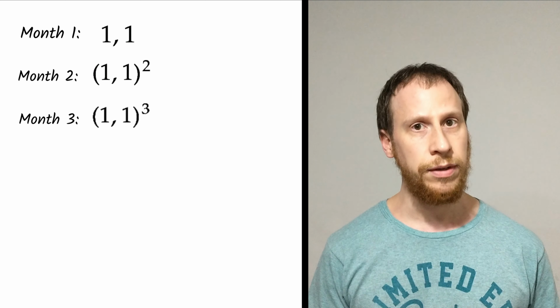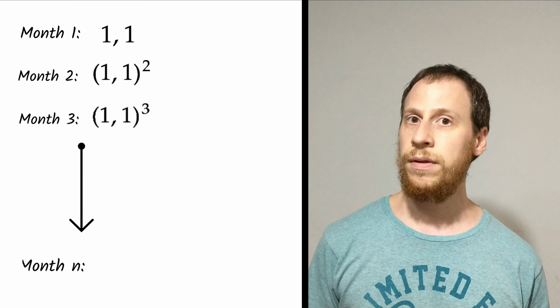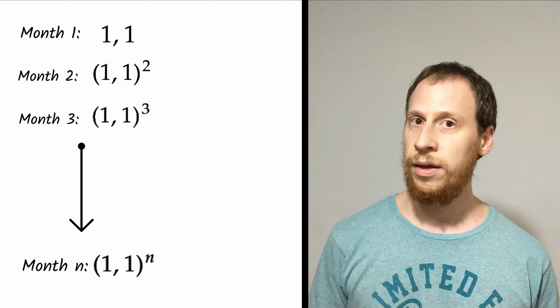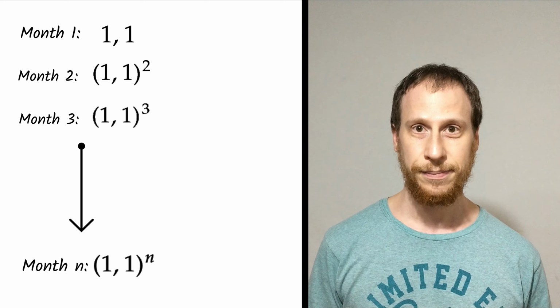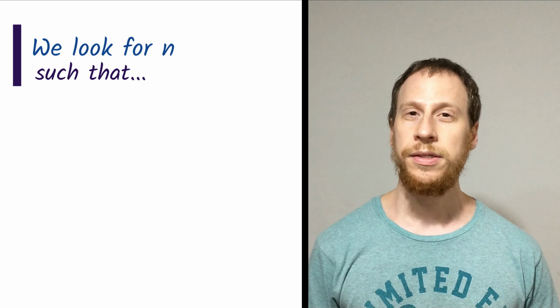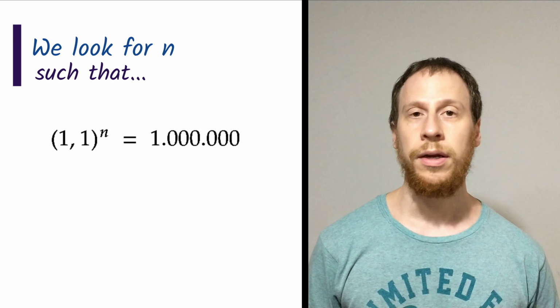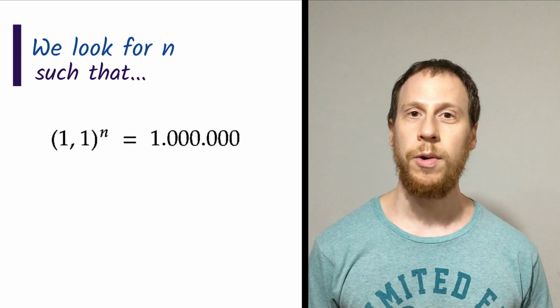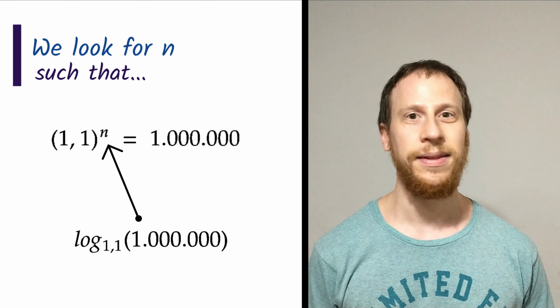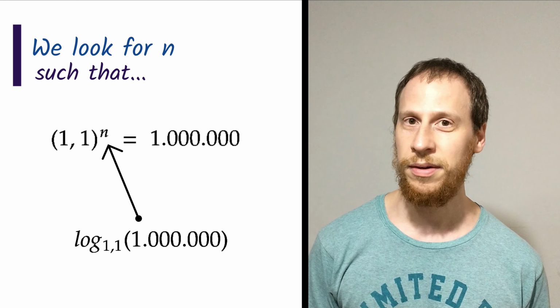By the end of the third month, we will have 1.1 cubed dollars. And if we continue like this, by the end of the nth month, we will have 1.1 raised to the nth power dollars. So, in order to know how much time we need to become a millionaire, we need to find the number n such that 1.1 raised to the nth power equals 1 million. And that number is exactly the logarithm base 1.1 of 1 million.